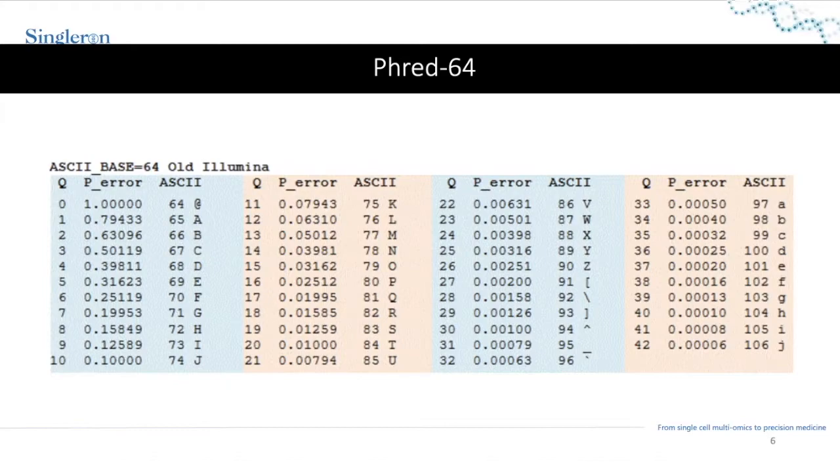So if you are to analyze your FASTQ file, which was generated with a 33 base code, with the 64 base code, you are going to get rid of most of your bases because they are going to be filtered out as low quality bases.